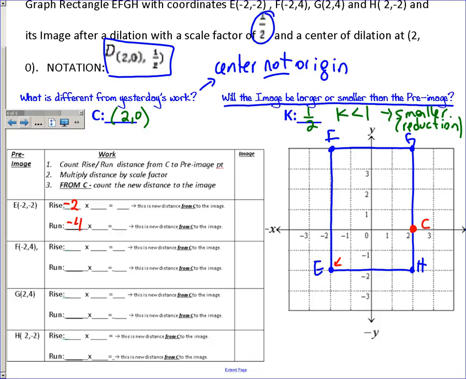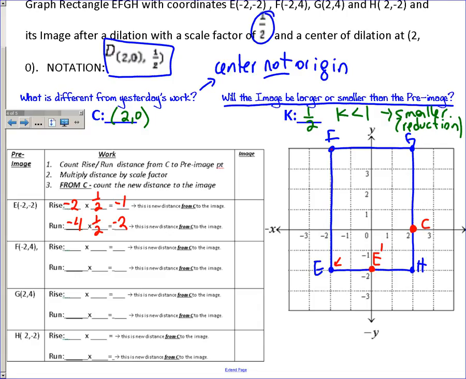Now what I do is I have to multiply those distances by my scale factor. Multiply by a half. You can do it in the calculator if you want, or you can just do it fractionally. So I'm going to end up with negative 1 and negative 2. So what does that mean? That means that that's a new distance from C. It has to be from C. Okay, so you're going from C, and now it's going to be negative 2, so you're going down 2. And then the run is negative 2, so we're going to go to the left 2. There is my new point. There's the image.